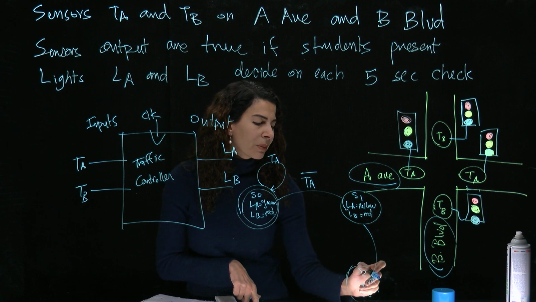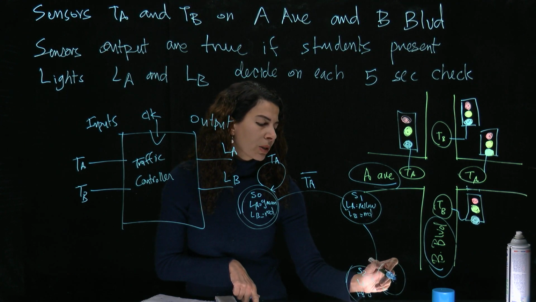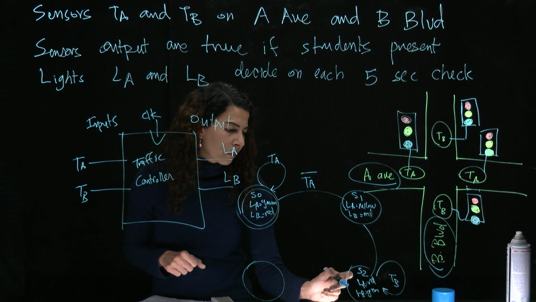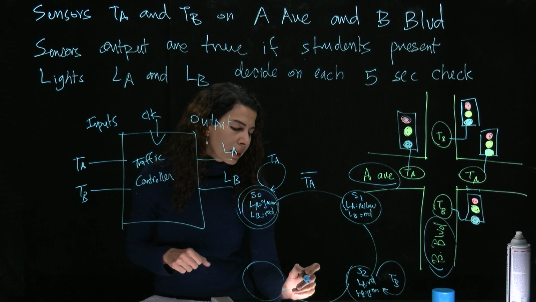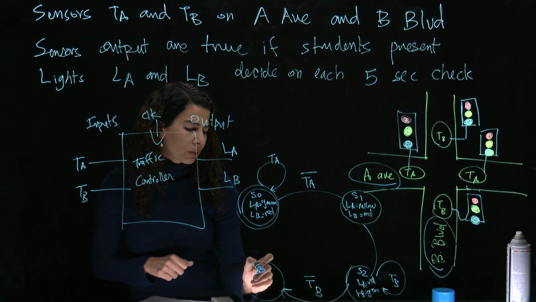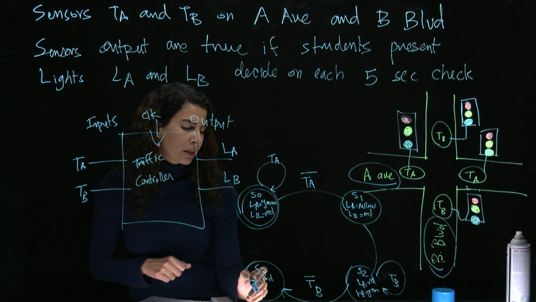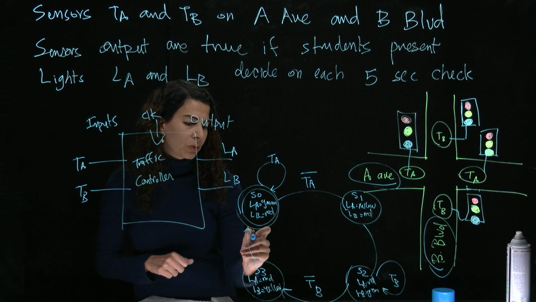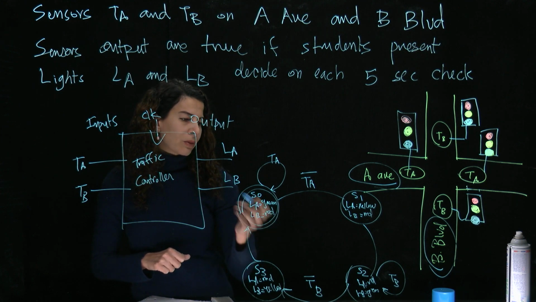A similar mechanism goes on here. If we have TB, we stay here. If not TB, we go to this S3 state, which is the state where LA is red but LB is yellow. And then this will naturally transition to the next one, as we see here.